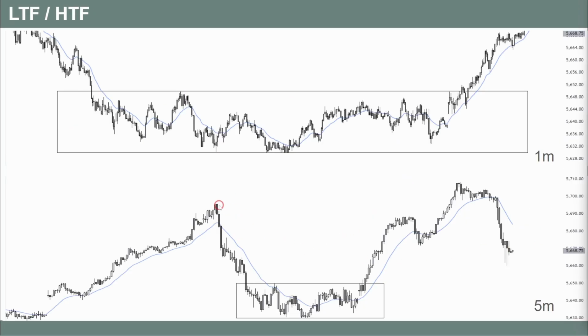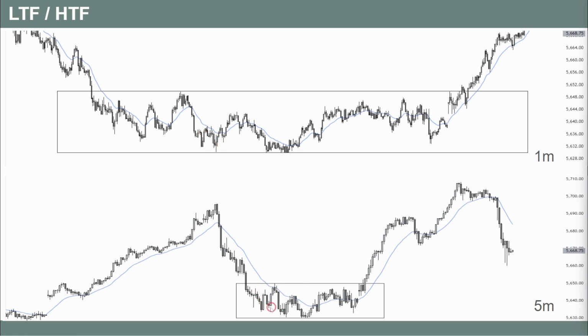So here's an example of the lower time frames and the higher time frames. This is the 1 minute chart. This is the 5 minute chart. This box is this box. On the 1 minute, here we have a leg lower, a wedge top, and a sell. This is a breakout that led to another leg lower and a double bottom.